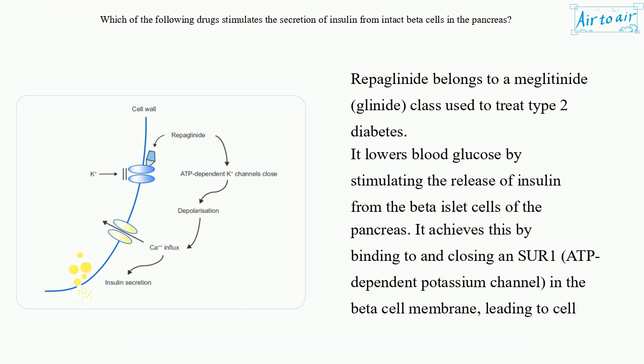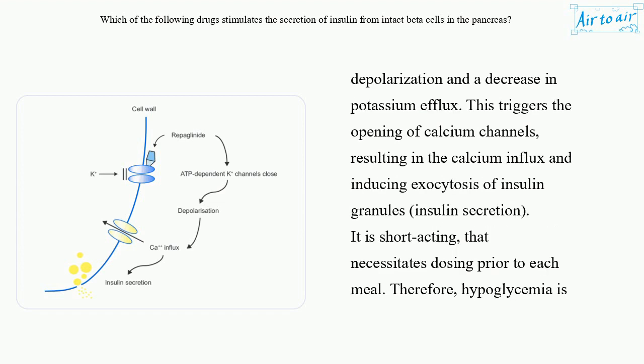Repaglinide belongs to a meglitinide class used to treat type 2 diabetes. It lowers blood glucose by stimulating the release of insulin from the beta islet cells of the pancreas. It achieves this by binding to and closing the SUR1, ATP-dependent potassium channel, in the beta cell membrane, leading to cell depolarization and a decrease in potassium efflux.